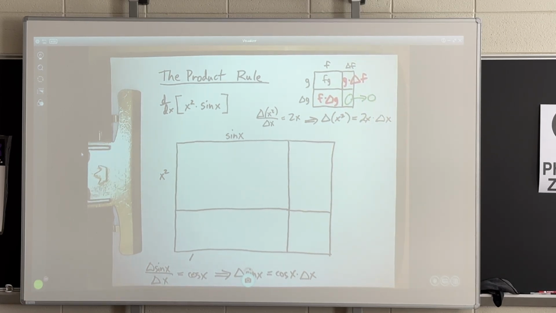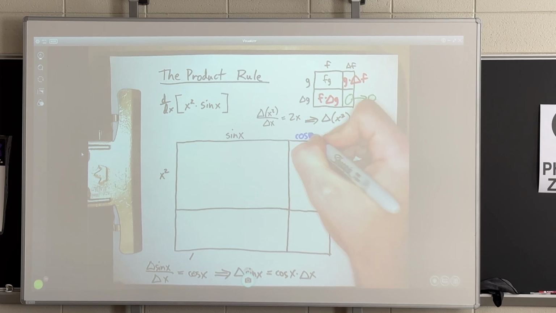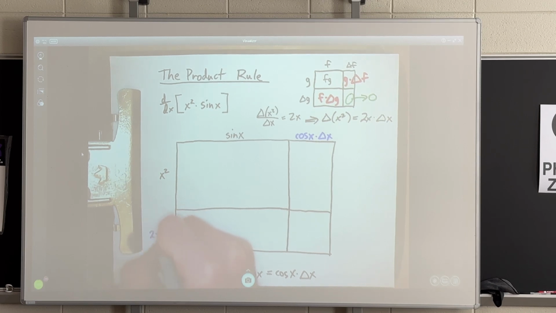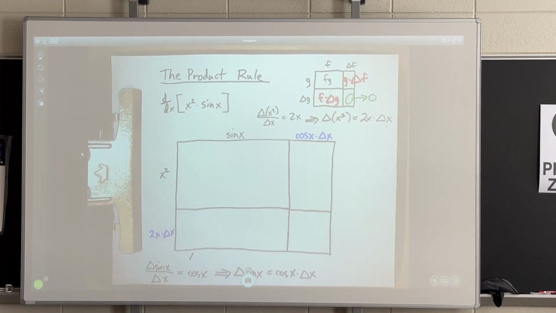And so if you let the sine function get a tiny bit bigger, well, you end up with this being the tiny change that you would expect in the sine function, and this being the tiny change that you would expect in the x squared function.